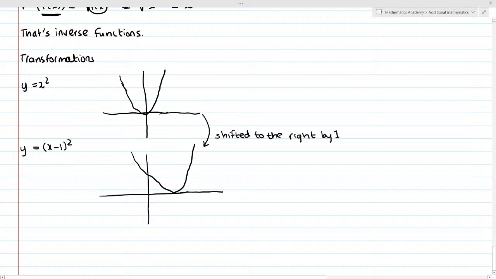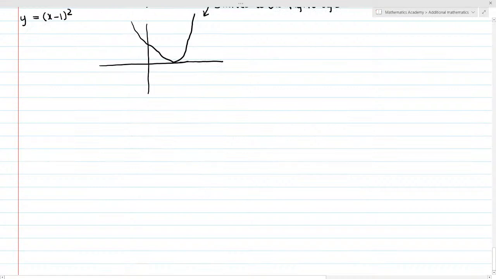And what did we do in order to shift it to the right by 1? Well, we just replaced x with x minus 1. And so in fact, in general, if you have a function f of x and then you do f of x minus a, you shift to the right by a.